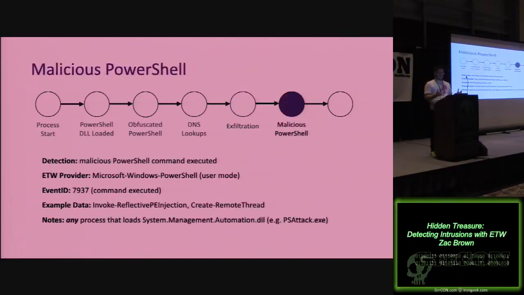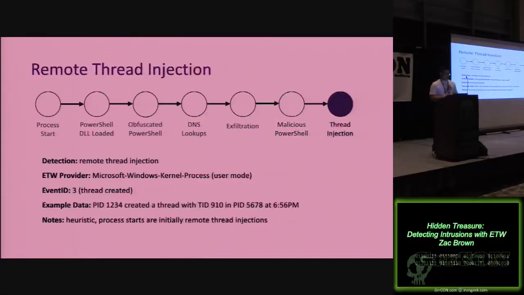Malicious PowerShell. This is just that 7937 event from the Microsoft Windows PowerShell provider that I was talking about. Works in any process that loads that system.management.automation.dll binary. In this case, we saw it call Invoke-ReflectivePEInjection and then create remote thread. Well, then we saw remote thread injection, right? That's good, or bad, depending on how you think about that.